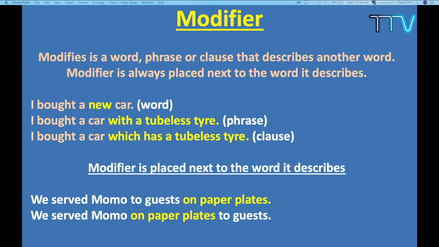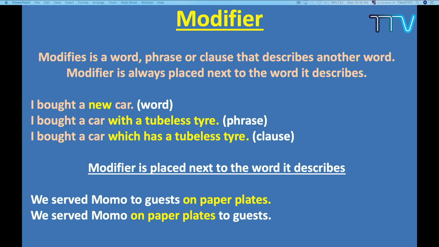Let us look at one more example. The modifier is placed next to the word. We serve momo to guests on paper plates. If you look at this sentence, there is a mistake in putting the modifier. I told you, whenever we have a modifier, you have to put it just next to the word it describes, it talks about. So, what does on paper plates describe?